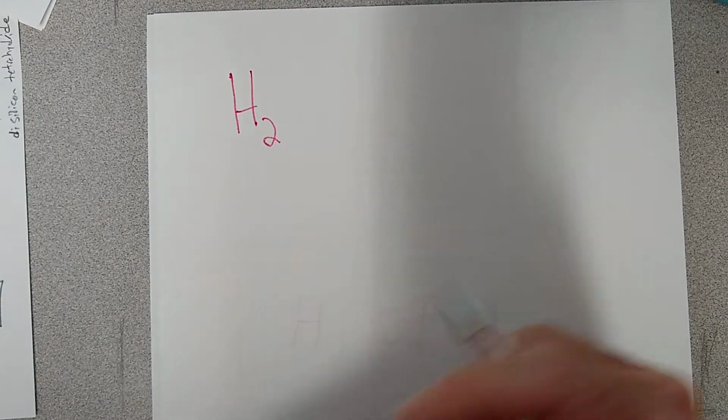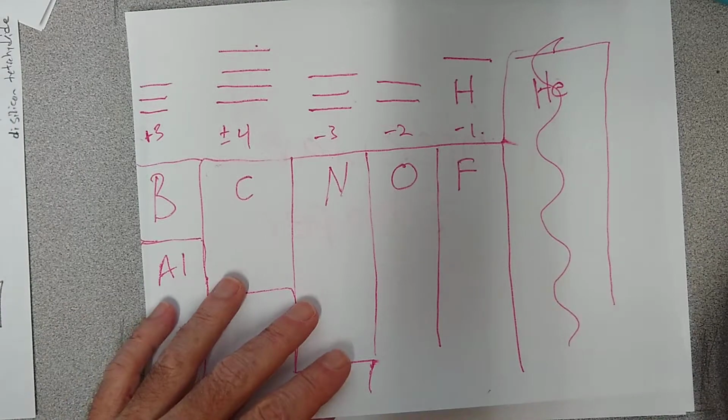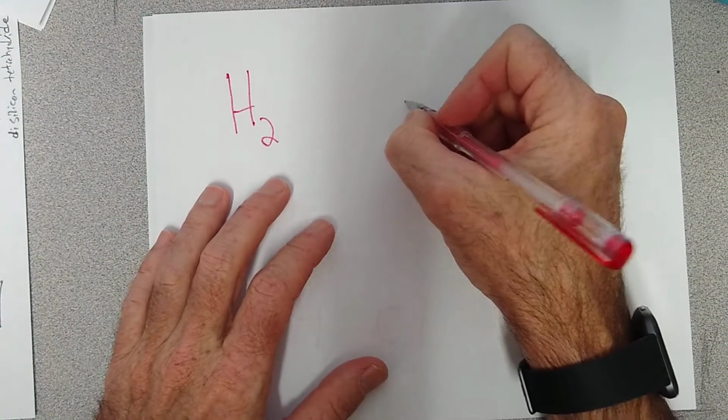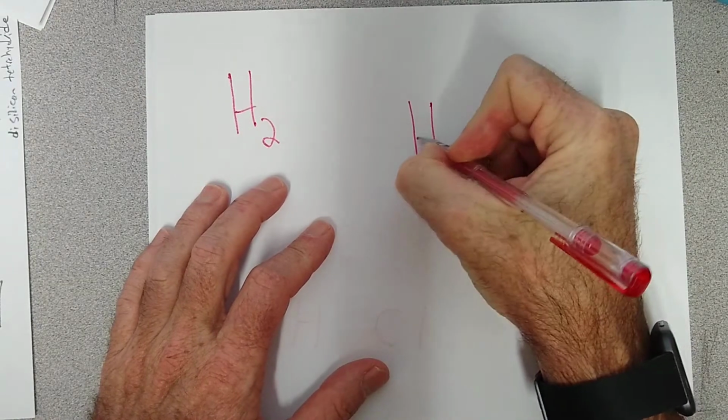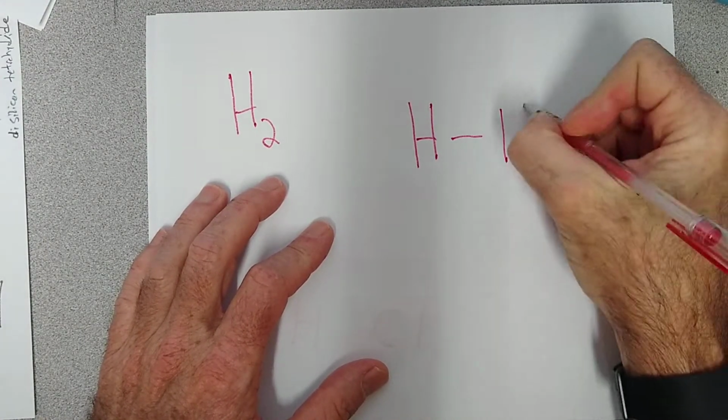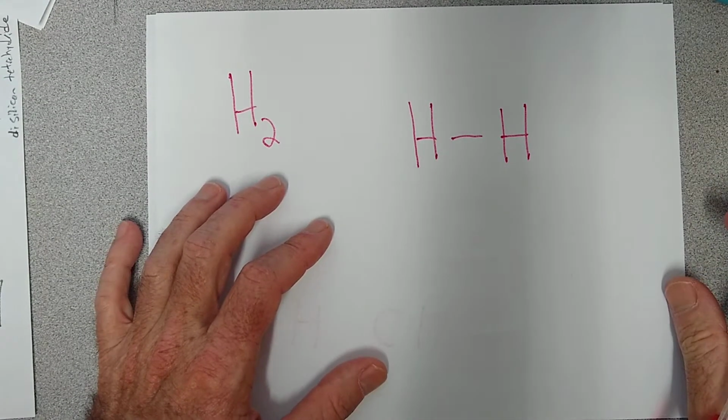The formula is H2. We take a look at our sheet here and we see that hydrogens want to have one line attached to them. So if we make a molecule of H2, it actually looks like this if we're drawing it.